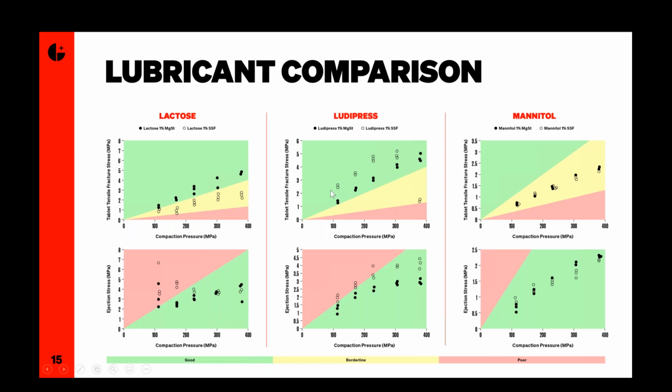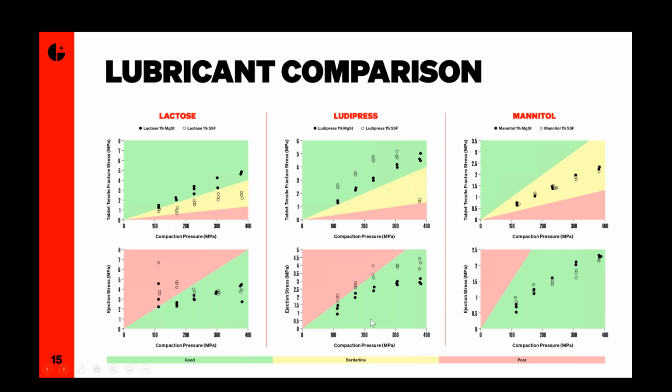And this is quite risky in production, because if you don't know this is happening, it's very easy to pass this limit and end up with very weak tablets. So even though the magnesium stearate tablets are weaker across a lot of the compaction pressures, I think that would be the safer option for the lubricant in this instance.